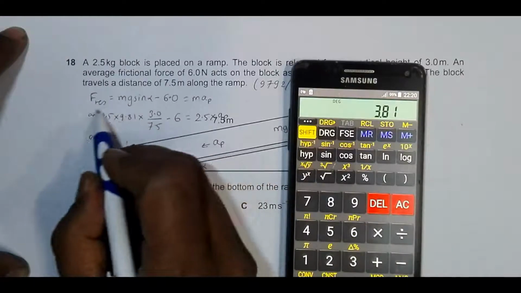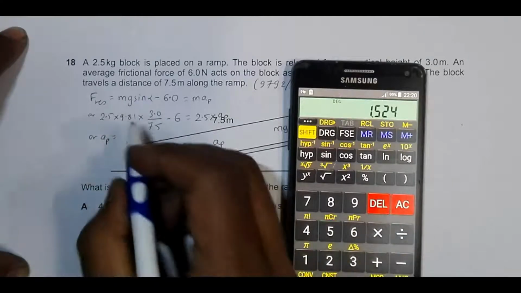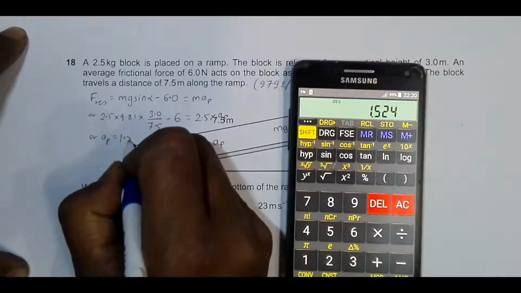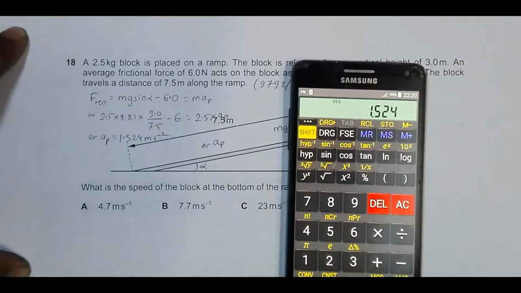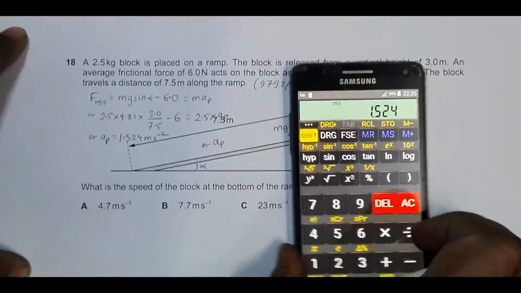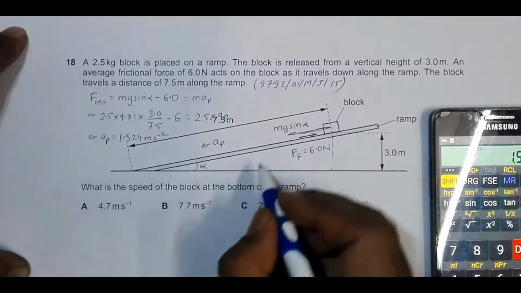So this whole thing is 3.81, and when it is divided by 2.5, then AP is equal to 1.524 meter per second square. So the acceleration of the body down this plane surface is this much. Now with the acceleration, I can find the velocity here.